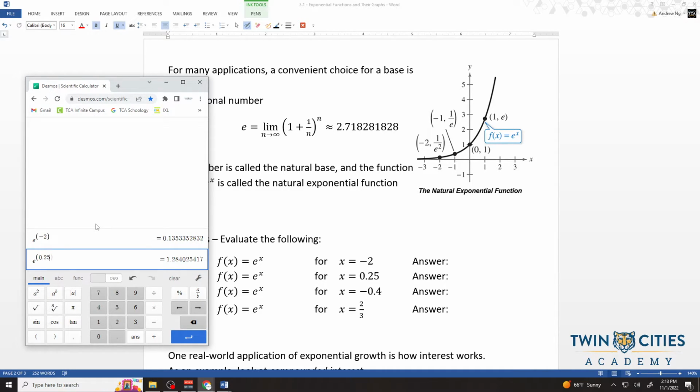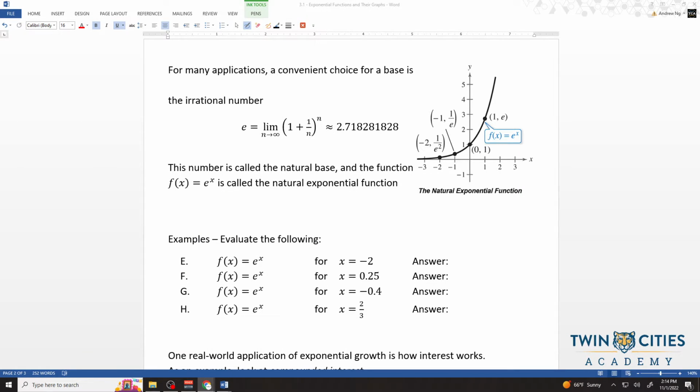Okay, let's do e to the 0.25. And that'll be 1.284. E to the third one is negative 0.4. Gives me 0.67. And then e to the 2/3. All right, this is 1.9477. So you can plug these in just like you do the other ones, only this time the base of your exponent is just going to be e rather than maybe 2 or 4 or some other number. So I'm going to move this over and let's write down those answers. So the first one I had 0.1353.